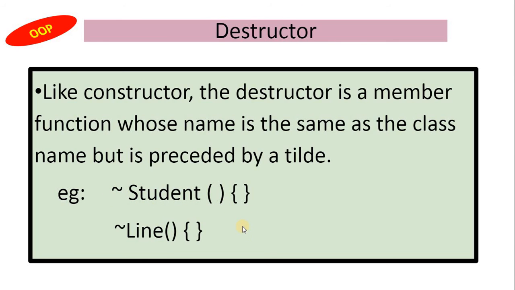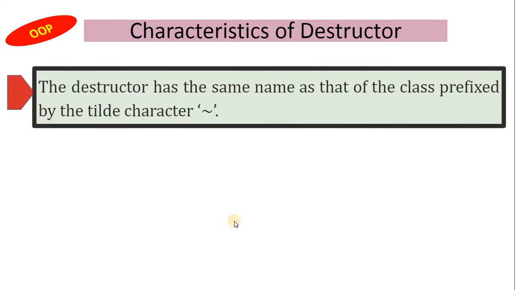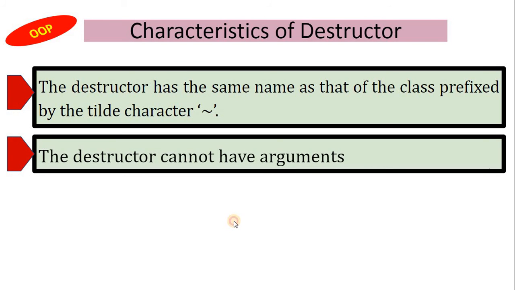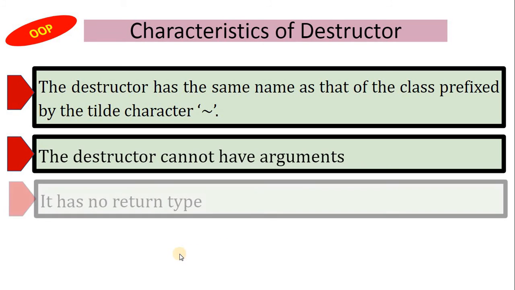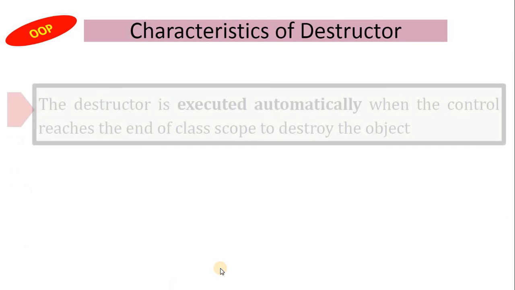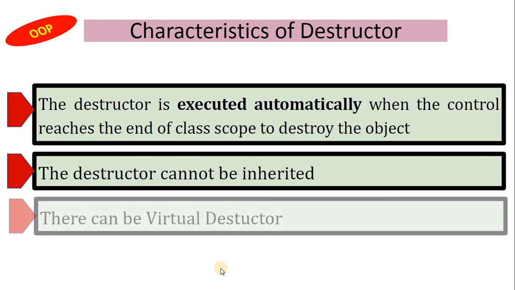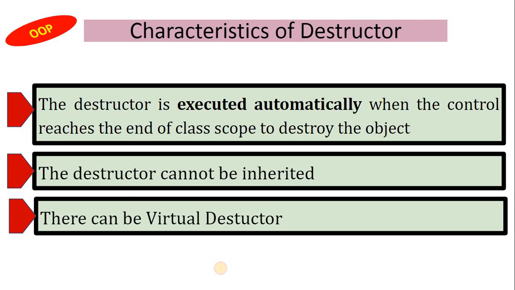A destructor will have no parameter, and a very important note is that a class can have only one destructor. Destructor has the same name as that of the class preceded by a tilde character. It cannot have arguments. These are the characteristics of destructor. It does not have any return type, and a class can have only one destructor. Destructor is executed automatically when the control reaches the end of the scope, and destructor cannot be inherited but can be virtual. So, these are the characteristics of a destructor.